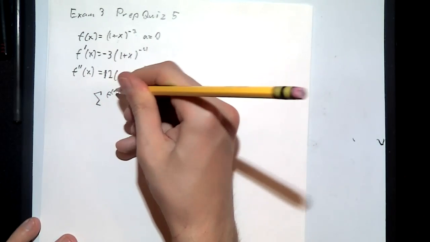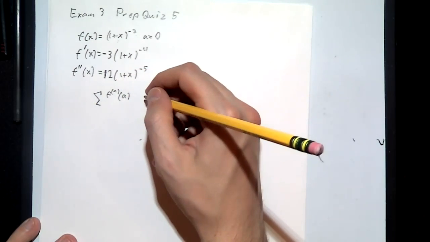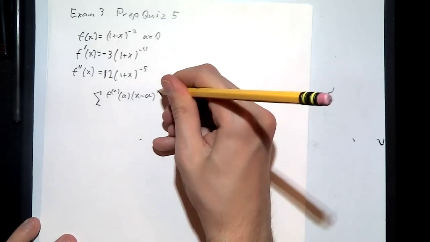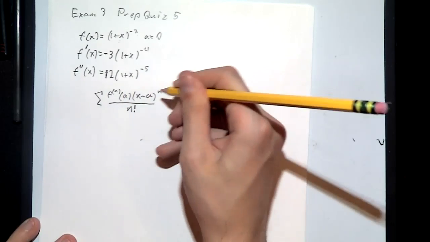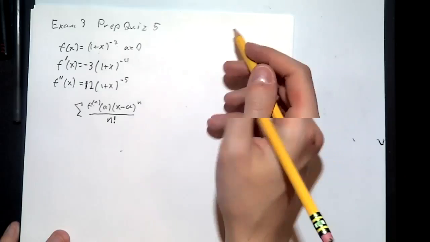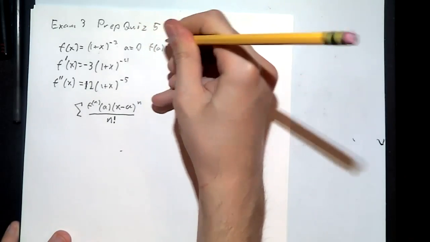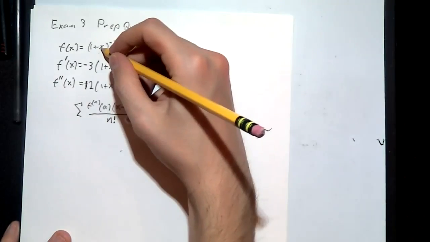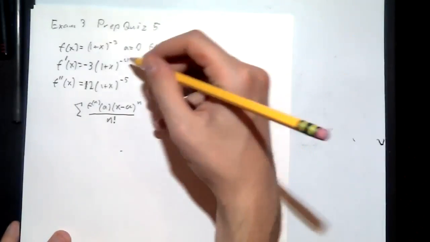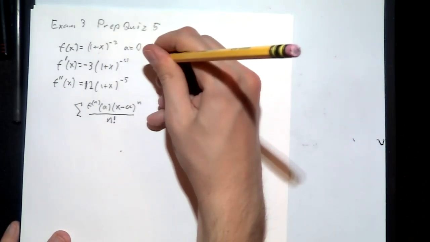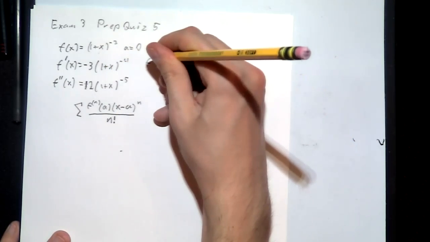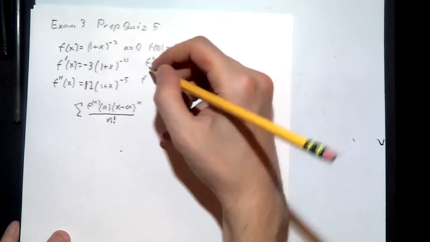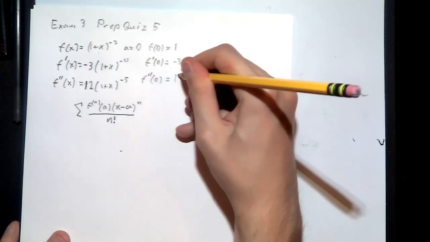f to the n, and this is the derivative at a, and then x minus a to the n all over n factorial. So if we put the first terms together, we have f of a, or really f of 0, to start with. So f of 0: plug in 0 here, we get 1. We'll get 1 on the bottom every time, so we don't have to worry about it too much. f prime of 0 is going to be negative 3. And f double prime of 0 is going to equal 12.